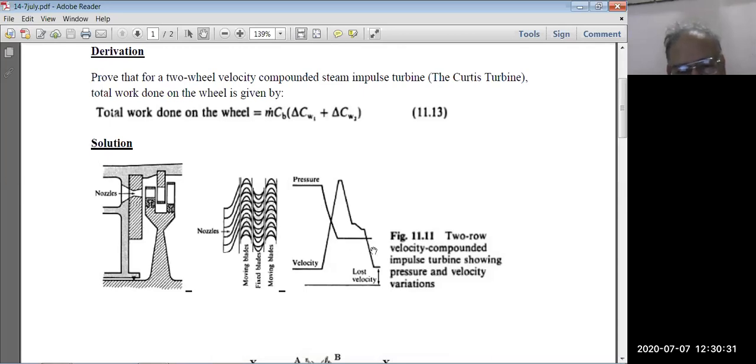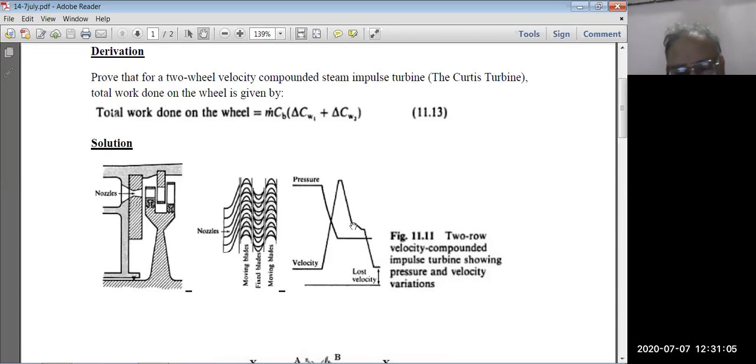So here is the pressure profile. You can see pressure drop takes place only in the nozzle. All the pressure drop takes place in the nozzle, and the maximum velocity increase, from 0 to C1 maximum, also takes place in the nozzles. Once it exits from the nozzle with full velocity, it enters the moving blade. In the moving blade, the velocity continuously decreases.